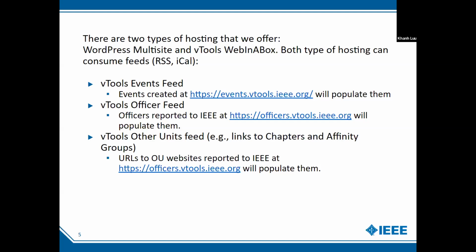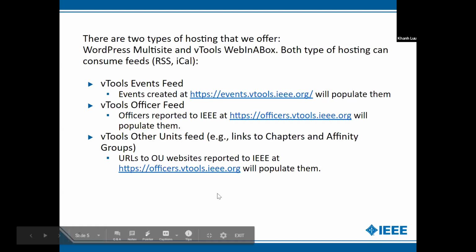But all those options have feeds available. So to automate certain features of your site, such as the calendar page, you can pull in the vTools events feed. And to automate the officer list, you can pull in the officer feed. And links to other chapters, you can pull in that feed as well. There are tutorials for this, or you can just contact me for more information.